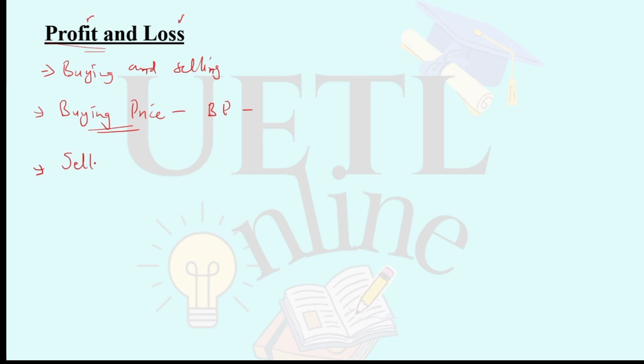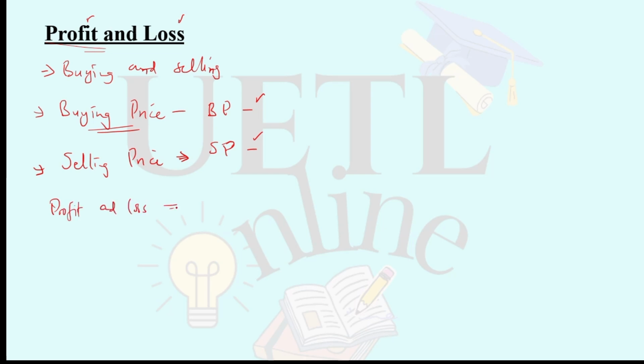Then the other thing, let's talk about the selling price. The selling price is the price at which you sell the things. Let's say you buy something, for example shoes, and you want to resell them. The buying price is the price you are going to buy the shoes with, and the selling price is the price you're going to sell them for.